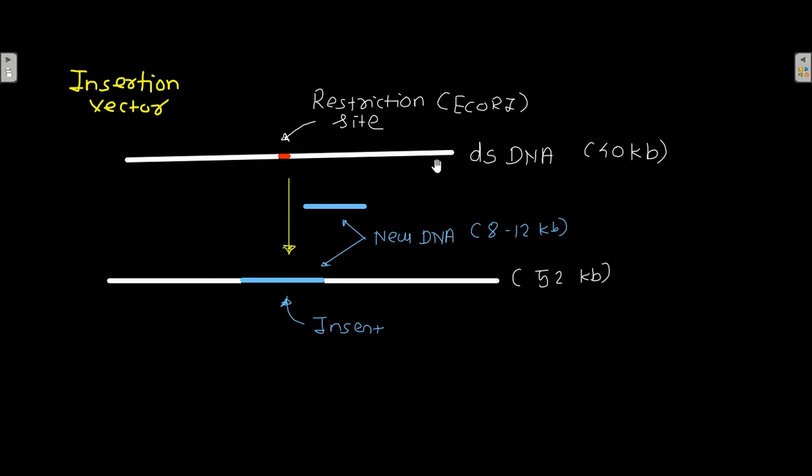Now there is a restriction site. So you cleave that restriction site, you take new DNA and you ligate it on that, and that is how your new DNA molecule is produced, which is of 52 kb, and this is your insertion lambda vector. This white part is the lambda genome, and this blue is the new DNA, the target DNA that you want to replicate.